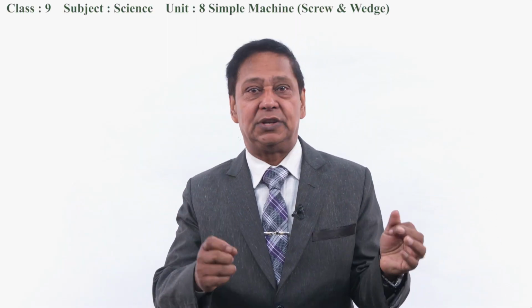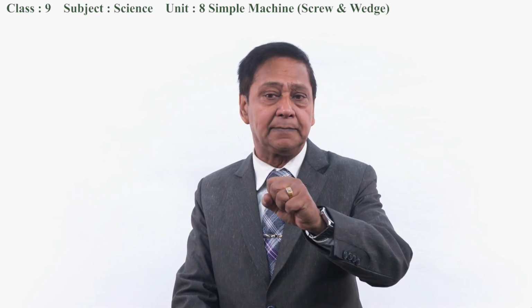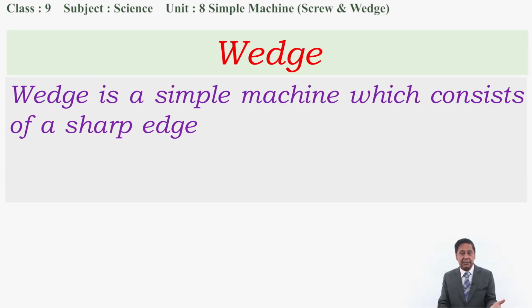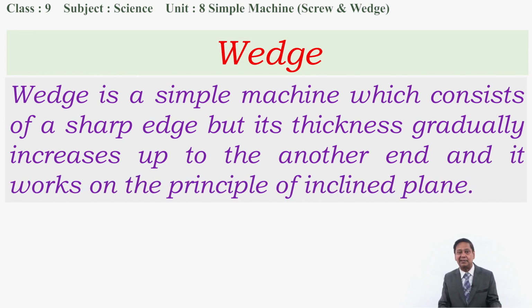Okay, now I want to define wedge. What is a wedge? A wedge can be defined this way. A wedge is a simple machine which consists of a sharp edge, but its thickness gradually increases up to the other end, and it works on the principle of inclined plane. We have to take care about this. Actually, a wedge is the changed version of inclined plane. That's why its principle is inclined plane. It works on the principle of inclined plane, which was taught in the previous class.